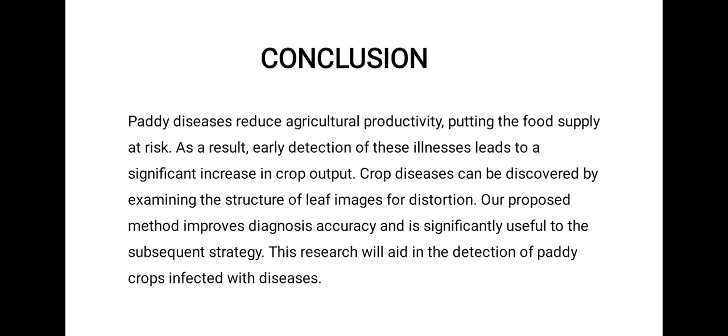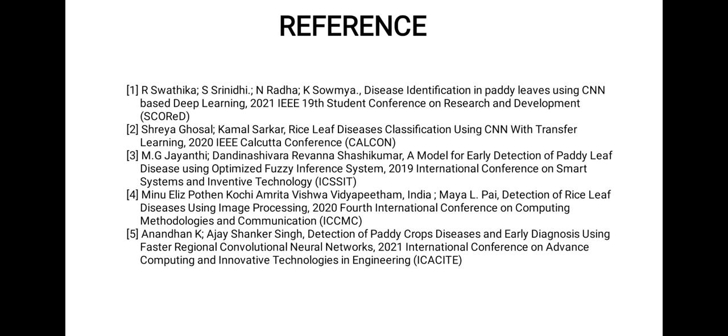Conclusion. Paddy disease decreases agricultural productivity, putting the food supply at risk. As a result, early detection of this illness leads to a significant increase in crop output. Crop disease can be discovered by examining the structures of leaf images for damage. Our proposed method improves diagnosis accuracy and is significantly useful for subsequent strategy. These results will aid in detecting paddy crops infected with disease.